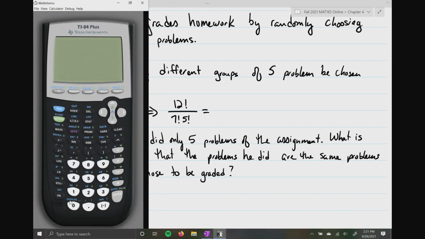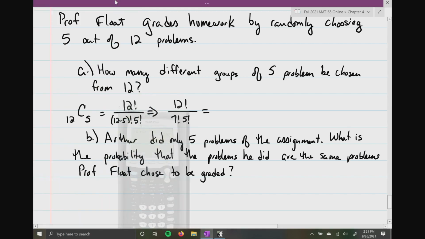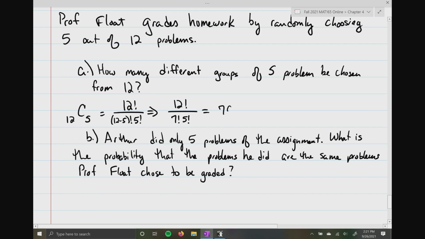So in your calculator, you do have a combination function. So we're going to type in 12, hit our math button, go over to probability, and you can look, it's option 3 here. So 12 combination 5. And when you hit enter, you're going to come up with 792 different ways. So there are 792 different groups of 5 that I can select.